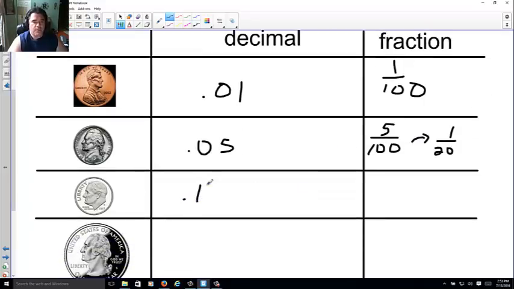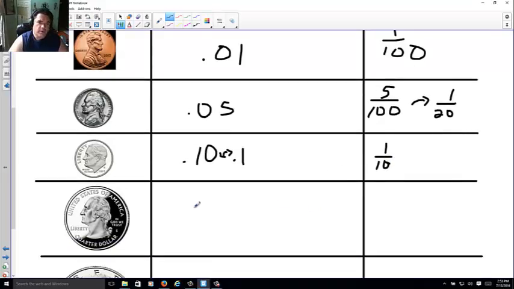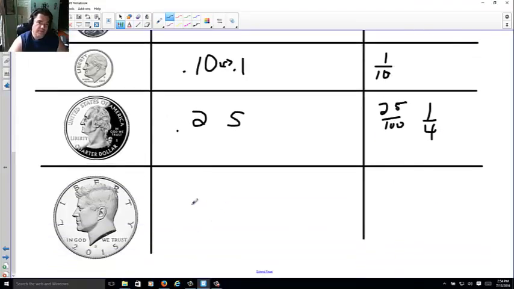The dime is 0.10 or 0.1, either or. Truthfully, it should be 0.1 for a decimal, but I'm going to use 0.10 since everyone uses that, and the fraction, therefore, is going to be 1 over 10. The quarter is going to be 0.25, and from that, you are going to have a fraction of 25 over 100, but if you then can turn it into 1/4, that would be awesome. And finally, the 50-cent piece, 0.50. You start at 50 over 100, and that turns into 1/2.